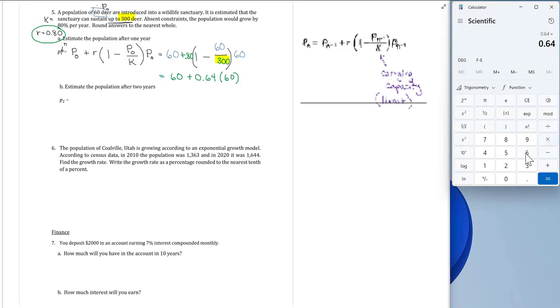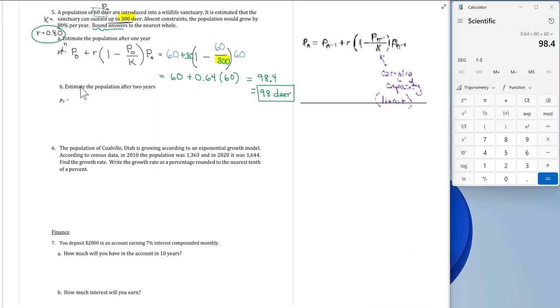So let's times this answer by 60 and add it to 60. And we get P sub 1 is equal to 98.4, or again, rounding as requested to the nearest whole, we would say it's 94 deer.